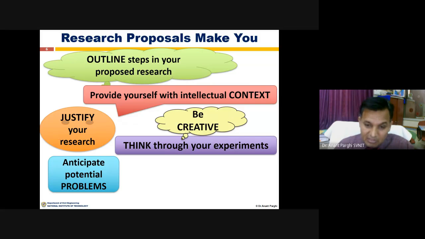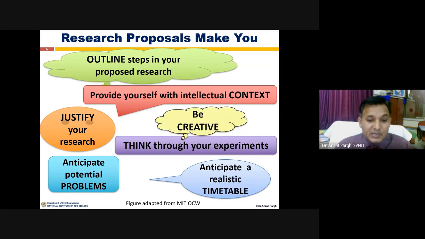You should be aware of the potential problems. For example, if you are performing research in the laboratory, sometimes there may be a power failure during your experiment. There is a chance of power failure. Sometimes there is an accident also. You need to think about the safety of the humans also. And sometimes your machine is not working properly. There is a chance, right? So we should be aware of all these things.